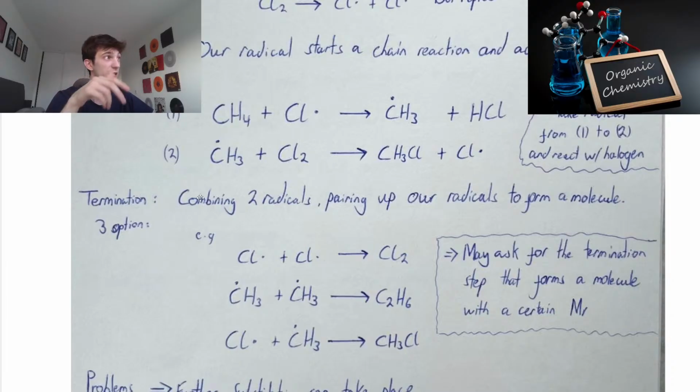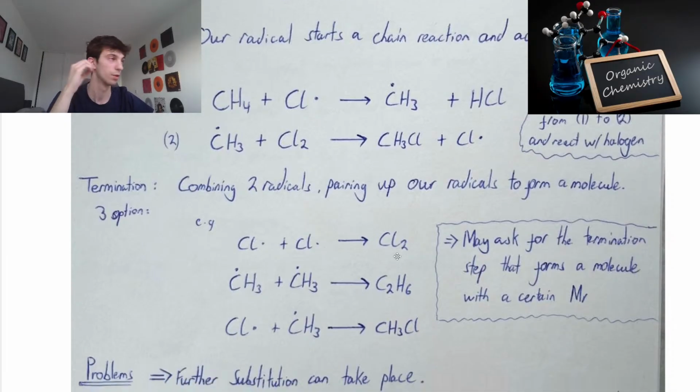3 possible options in this specific scenario. We can have 2 chlorine radicals, we can have 2 CH3 radicals, or we can have a CH3 radical with a chlorine radical. So our products will be Cl2, C2H6, and CH3Cl. The common question, guys, is that they may ask for a termination step that forms a molecule with a certain Mr. They do like to do that, guys.